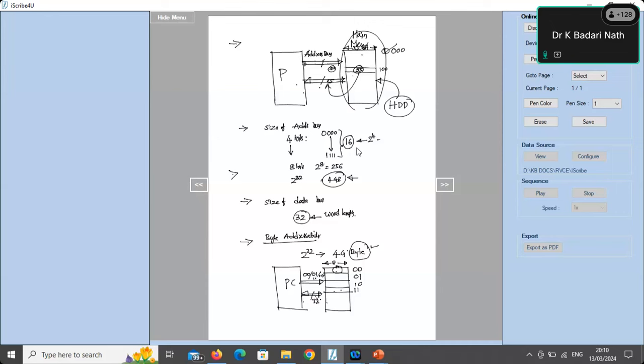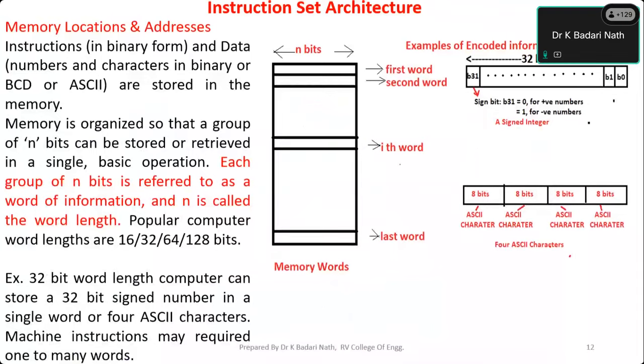Understand that one address always refers to one byte. So if I want to read 4 bytes, one word, four memory locations are required at a time. That means four memory locations in a single chip cannot be read at a time. That is why we use four banks of memory, four different chips. Each chip contributes one byte. Together, I'll read 32 bits. This is a concept you have to understand. So let's go back to the presentation. See, it's n bits. First word, second word, ith word are given, the memory words are given.